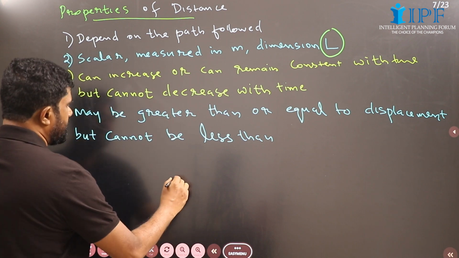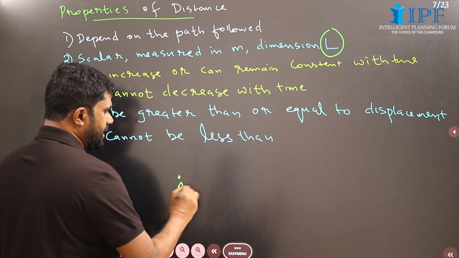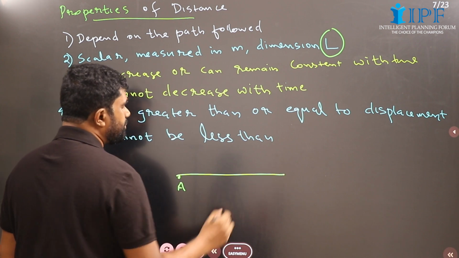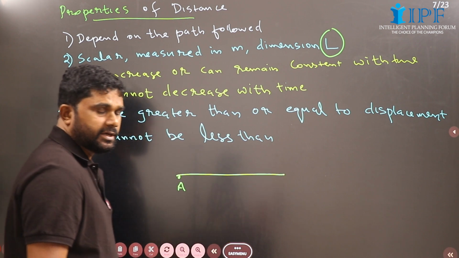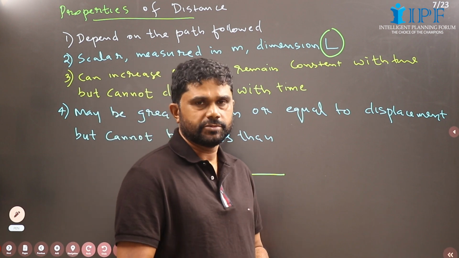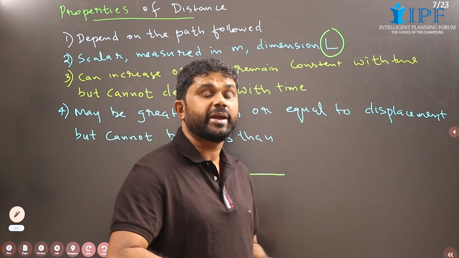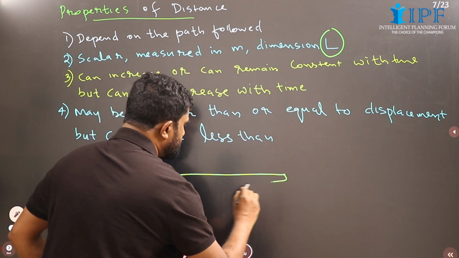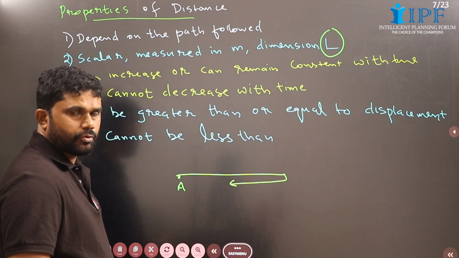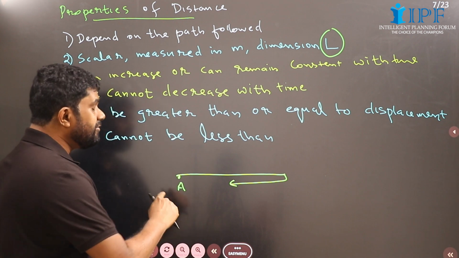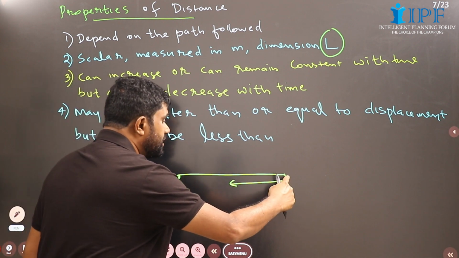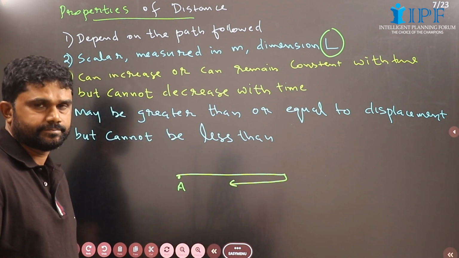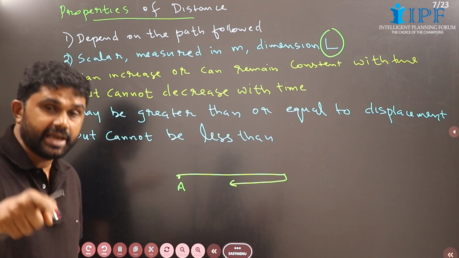See, suppose a body has started from the position A. Okay, it has moved 5 meters towards right. Okay, then it remains there for some time. So the distance travelled will remain constant at 5. After that, when it comes back by 3 meters, the distance travelled will be 5 in the forward direction plus 3 in the backward direction. Means distance travelled will become 8.